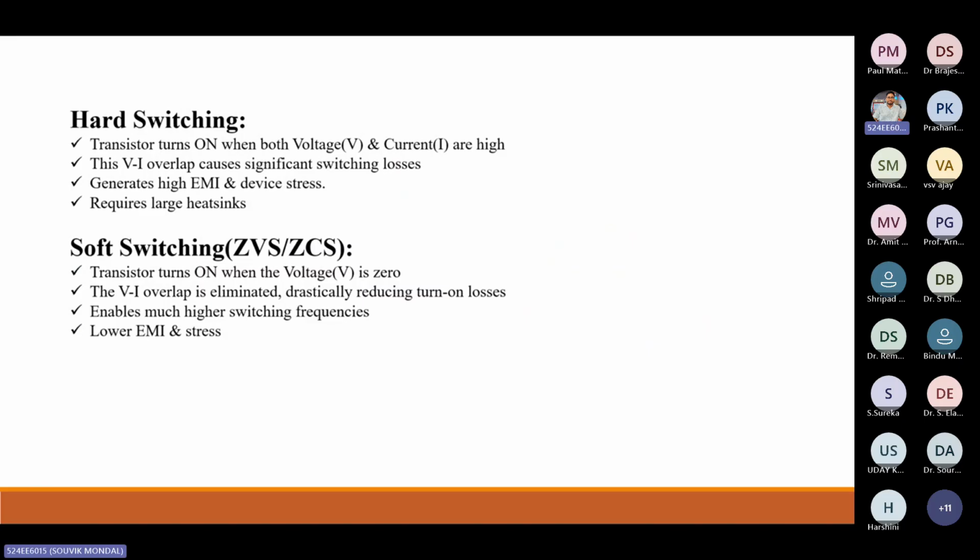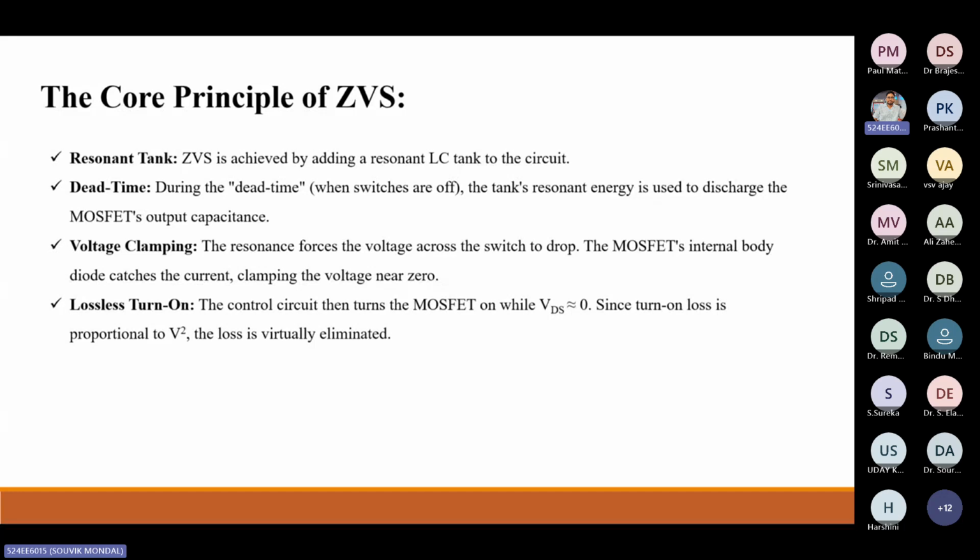In hard switching, as I previously told, when both voltage and current are present, then hard switching is there. But the VI overlap also causes significant switching losses. In the soft switching case, the transistor turns on under soft conditions, with lower EMI, as previously told. The main principle of the ZVS converter is the resonant tank, dead time, and voltage clamping, giving lossless turn on.